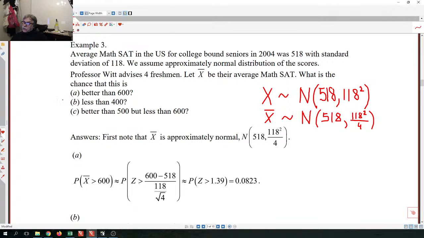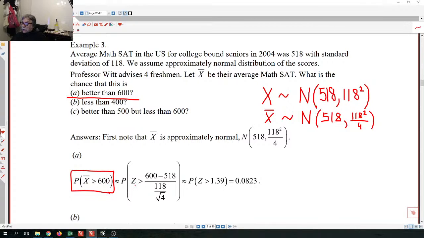Okay, so the first question is, what is the chance that Professor Witt would have 4 students whose average SAT is better than 600? So that would be like 4 really good students on average, right? You have to always be able to formulate the algebraic or probabilistic statement. So this is the statement: the probability that the average score of 4 is bigger than 600. Now once you have that, you know what you need to do.